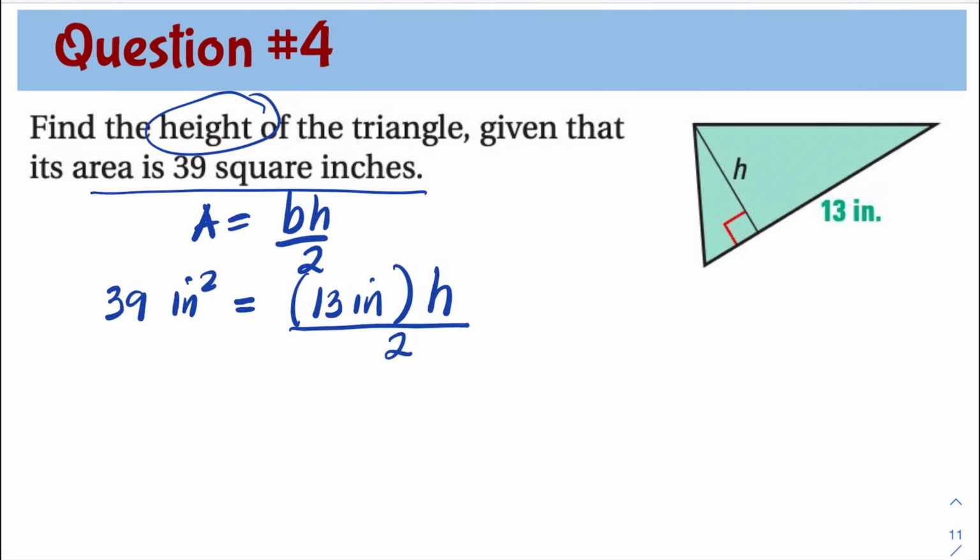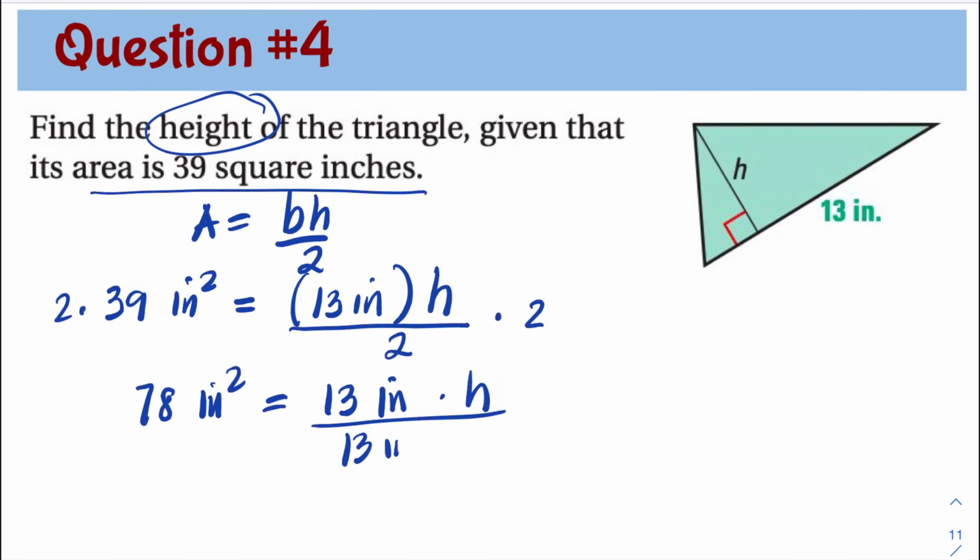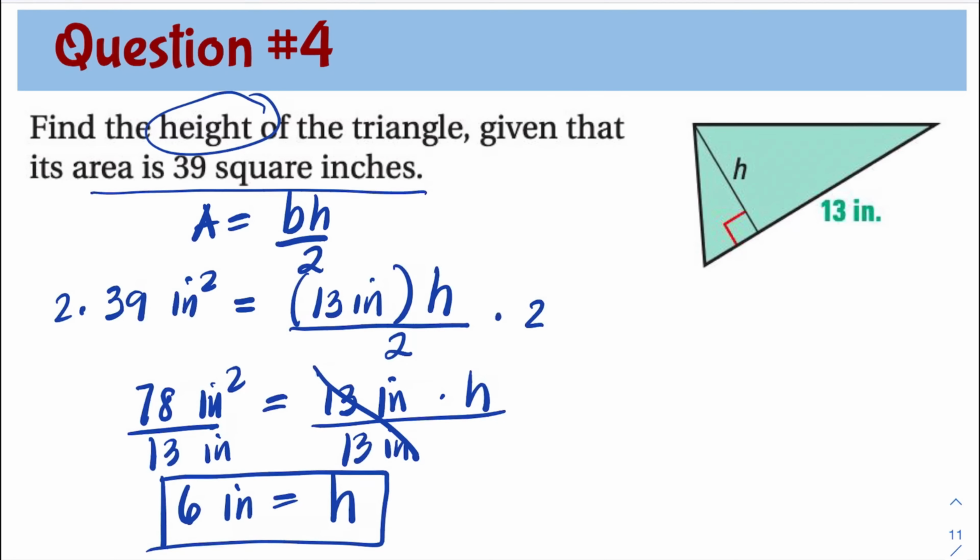So now, to solve for the h, we can multiply first both sides by 2. So this becomes now 78 inches square is equal to 13 inches, and then times the height. Now we can divide both sides by 13 inches. So the right side, 13 divided by 13, can be cancelled out. So right side is just the h variable, or the height. 78 divided by 13 is 6, and inches square divided by inch is just inch. So the height in this triangle is 6 inches.